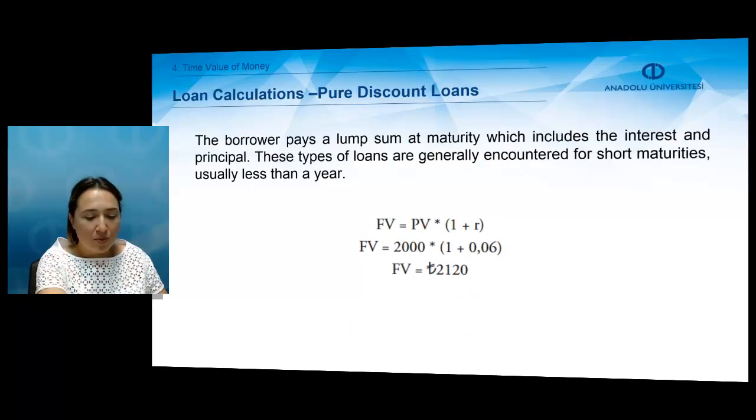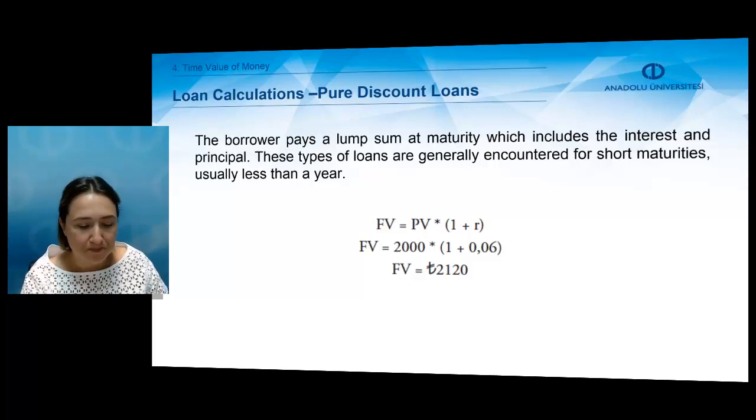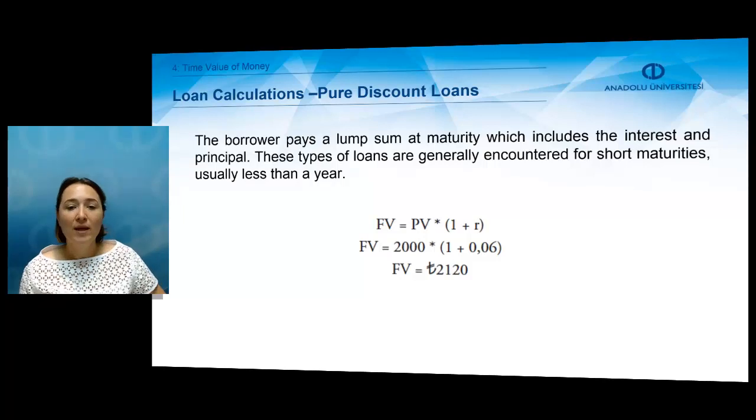The last topic is loan calculations in that chapter. The borrower pays a lump sum at maturity, which includes the interest and principal. These types of loans are generally encountered for short maturities, usually less than a year. Again, we have to find the future value of a loan to see how much we should repay.